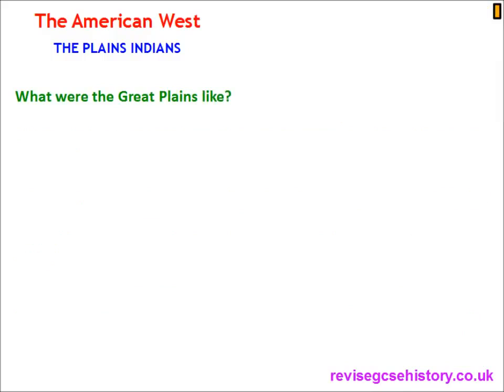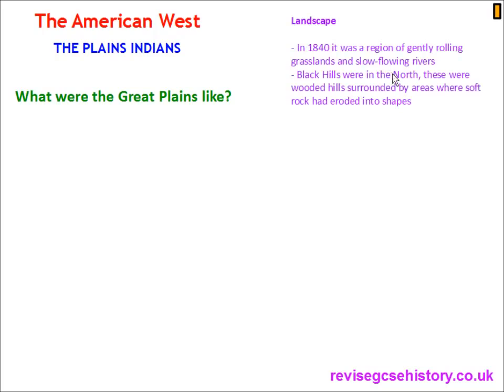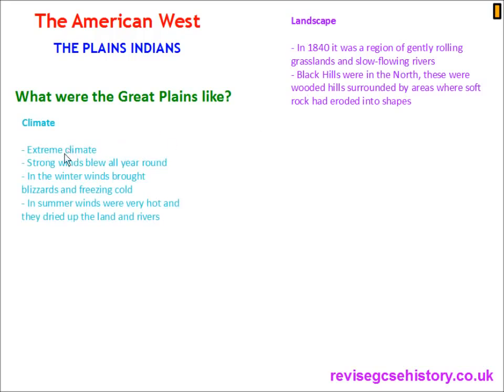So, what were the Great Plains like to live on? What were they like geographically? So the landscape. In 1840, it was a region of gently rolling grasslands and slow-flowing rivers. The Black Hills were in the northern plains, and these were wooded hills surrounded by areas where soft rock had eroded into shapes. Climate, there was a very extreme climate.